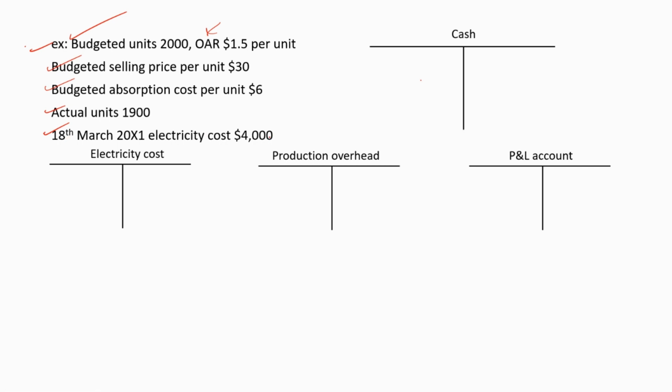So first of all, let's record the electricity cost. So we credit the cash account by $4,000 and we debit the electricity cost account. And we move this electricity cost into the production overhead cost account. So this is the actual amount for the electricity cost. Now let's calculate and see if there is a variance for the production overhead.